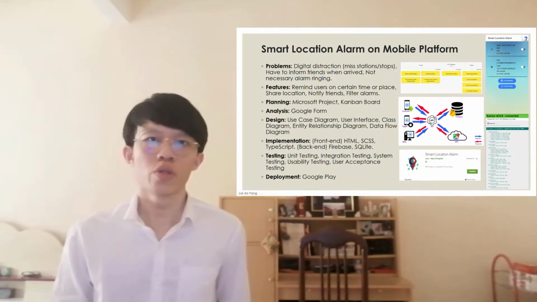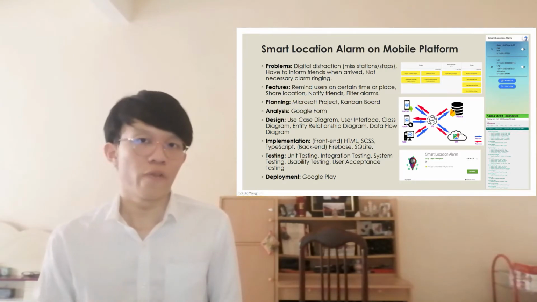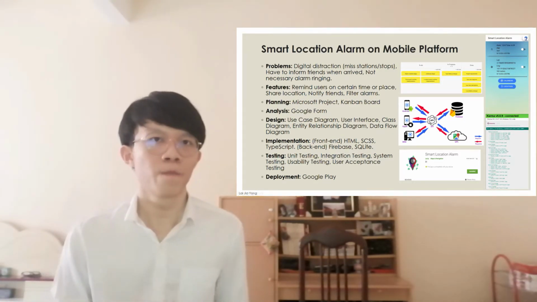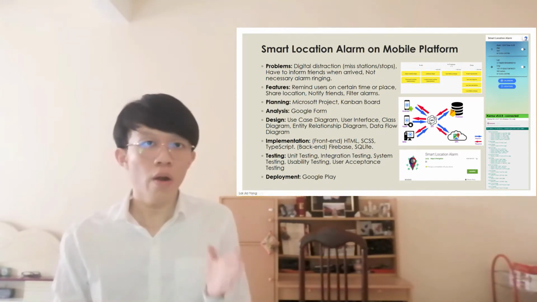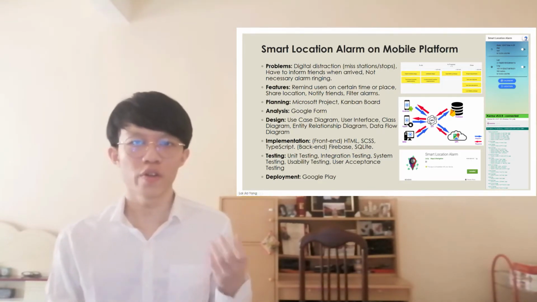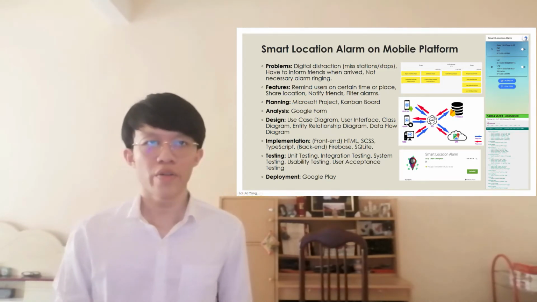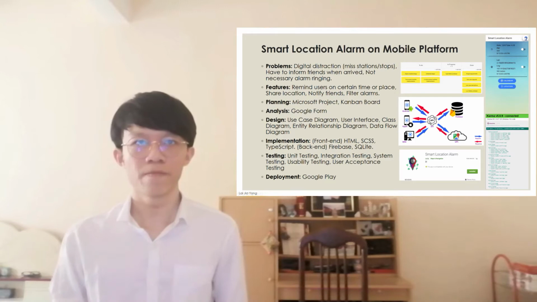Usually, we want to know the arrival time to inform our friends who are waiting for us. When you arrive at a shopping mall, for example, your friends are able to receive a notification from you. Therefore, they can go to the entrance and meet you immediately.